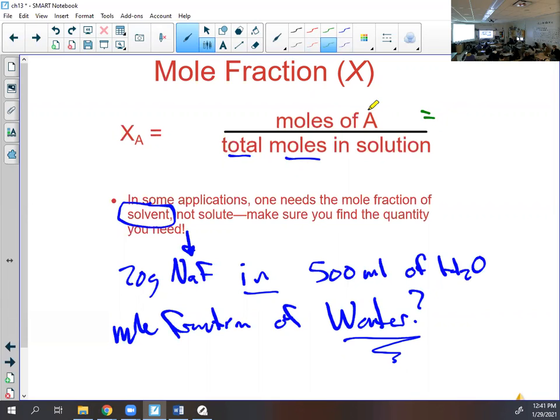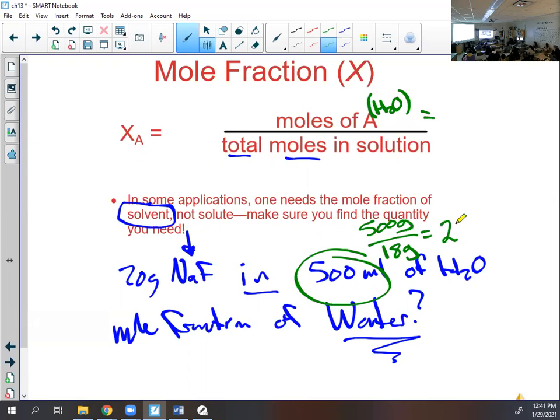I need the moles of A, which in this I'm calling water. So I take 500 grams of water and I divide it by 18 grams. Where'd that 18 come from? Tell your partner. That's the molar mass of water. So what do we end up with? 27.7. All right. I'm just going to say 27.8. All in favor, say aye. Okay. That's moles of H2O.